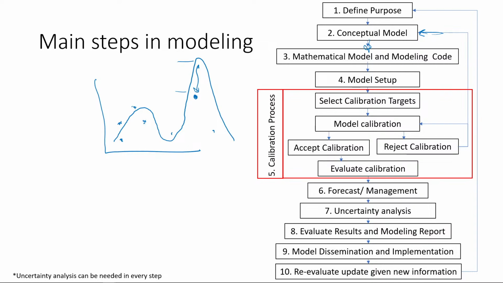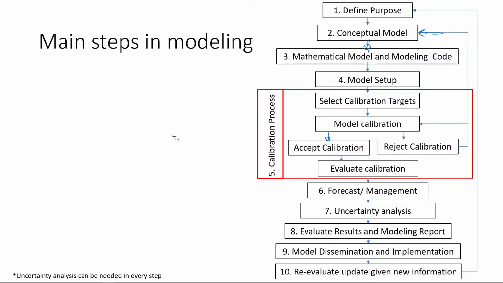If your calibration is okay, then you evaluate the calibration, see how good your match is, and what the error is between your model and the real system. If it's acceptable, then you move forward with the next modeling steps, which would be, for example, forecast or management, and so on.